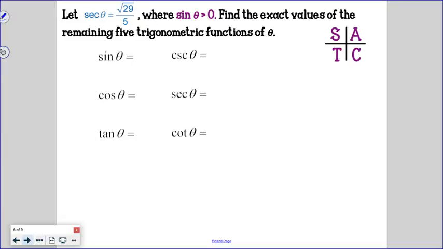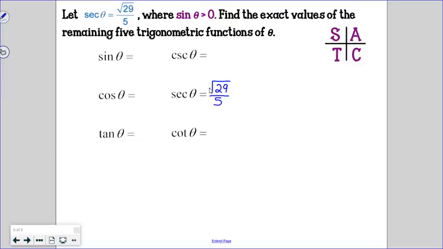Find the exact values, simplify your radicals, simplify your fractions, right? Exact values of the remaining 5 trig functions of theta. They give us 1. Secant of theta is the square root of 29 over 5. We're supposed to go find the other 5. Okay? Now we're going to do this the same way we've done this on all of these. We're going to work our way through, draw a triangle, label our sides, all of that.